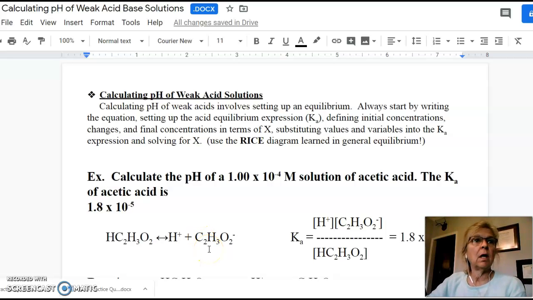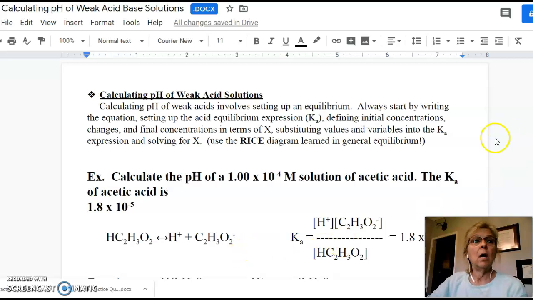We're going to start talking about what happens if we have a weak acid or a weak base. Up till now, what we've talked about is how to calculate the pH if we have a strong acid, and how to calculate the pH if we have a strong base. From here on out, we're going to spend some time talking about weak acids and bases, and exactly how we calculate their pH.